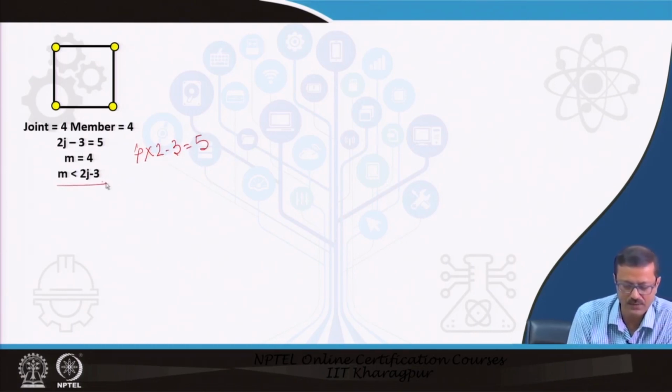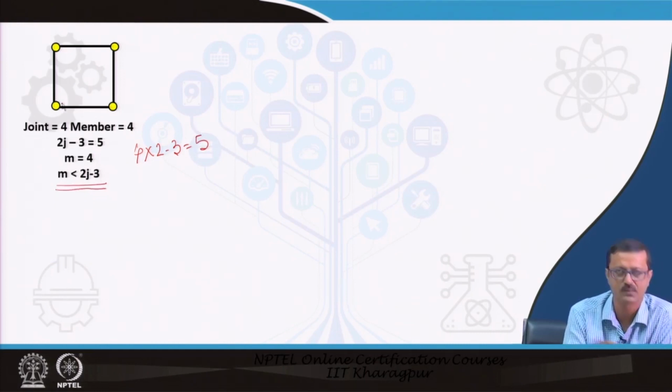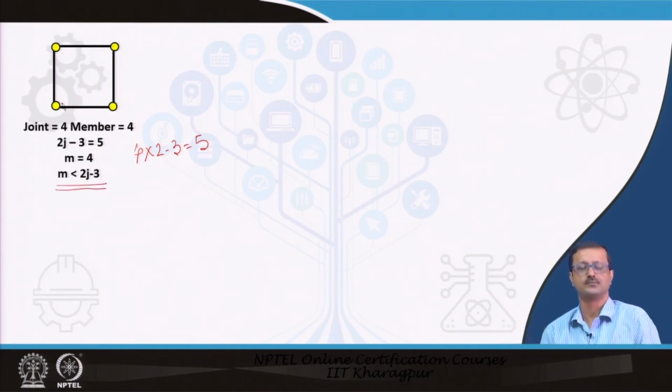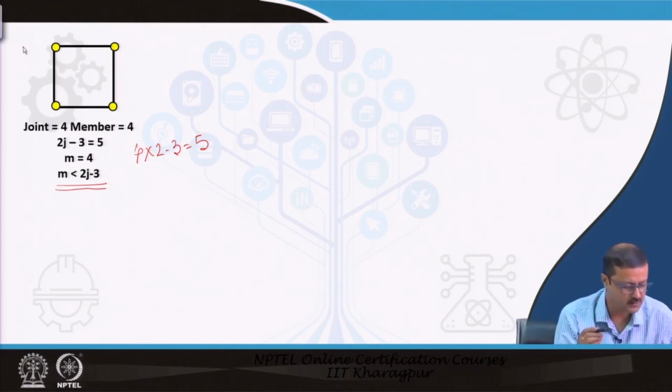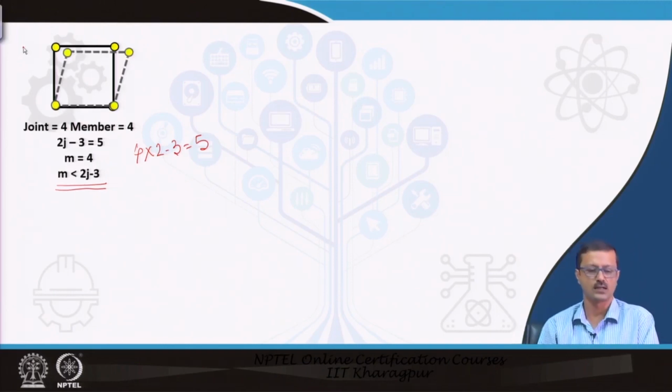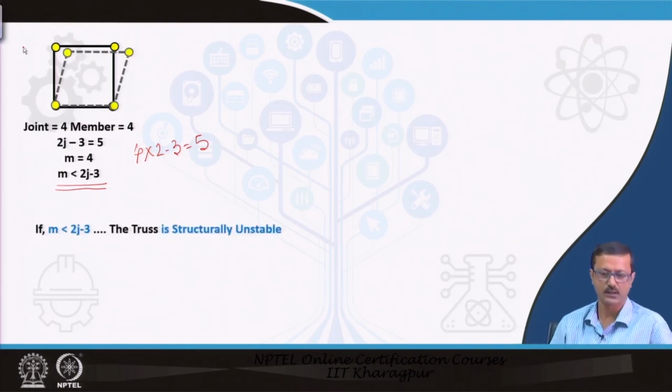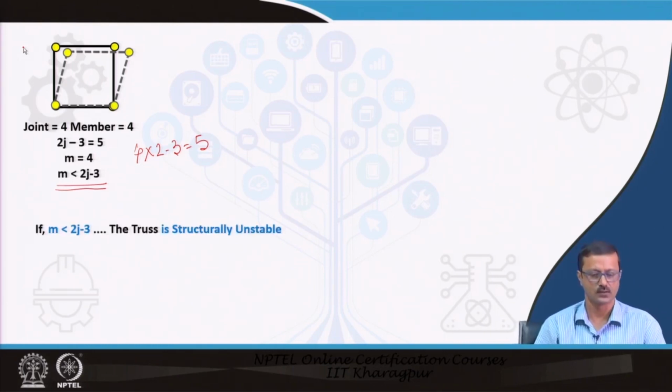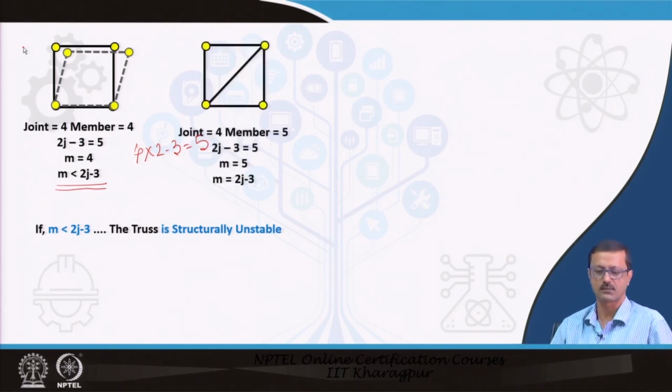So, this is m is less than j. So, that is very unstable. You see, I have told in the last lecture that 4 pinned with 4 link is very unstable, because if you place it something like that, it will show instability. So, if m is less than 2j minus 3, this relation if it holds in a particular truss system, it is statically unstable.